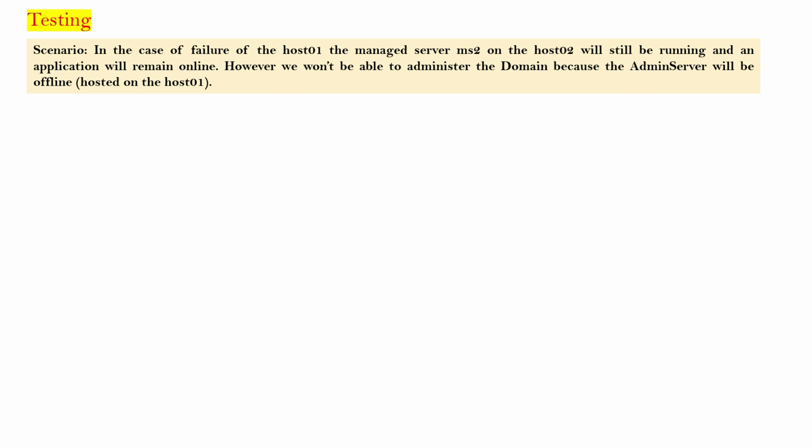Now, how can you test? In case of failure of host 1, managed server 2 on host 2 will still be running, and the application will remain online. So if host 1 crashes, you have a managed server on machine 2, which means your application will not be impacted, but your admin server will not be accessible because it was on host 1, which has crashed. This is the scenario we are going to test.